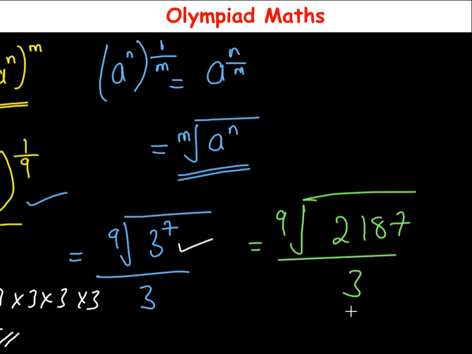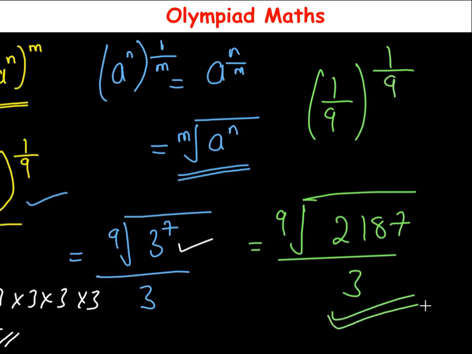And with this is the simplest value of the question of, in brackets, 1 over 9 all raised to power 1 over 9. This is the final answer.